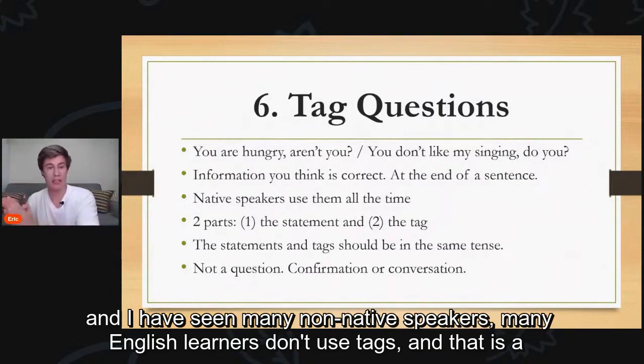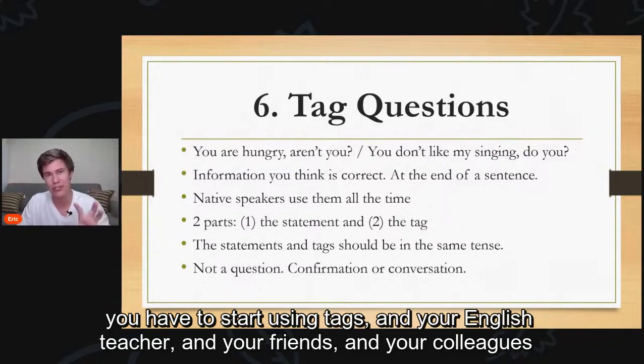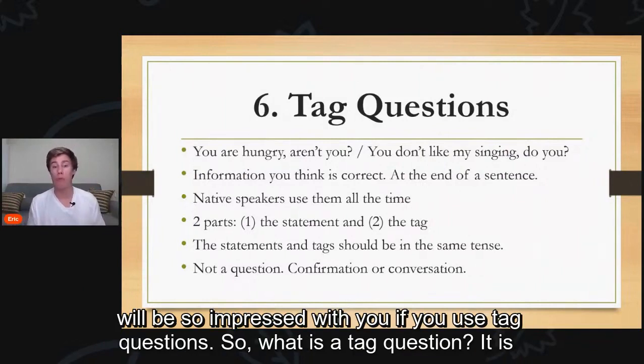many non-native speakers, many English learners don't use tags, and that is a big mistake. If you want to be more like a native speaker, if you want to improve your English, you have to start using tags. And your English teacher and your friends and your colleagues will be so impressed with you if you use tag questions. So what is a tag question?